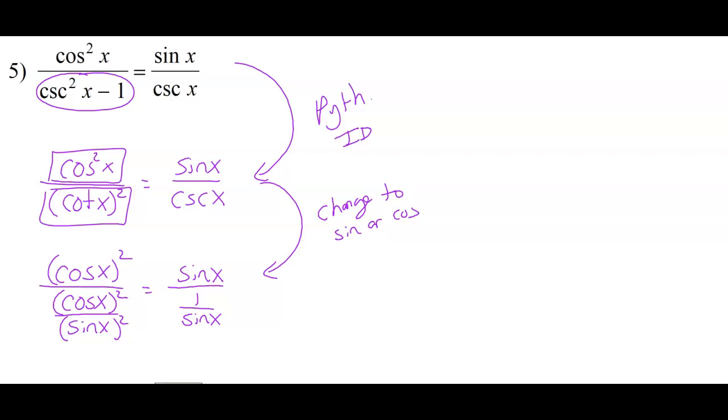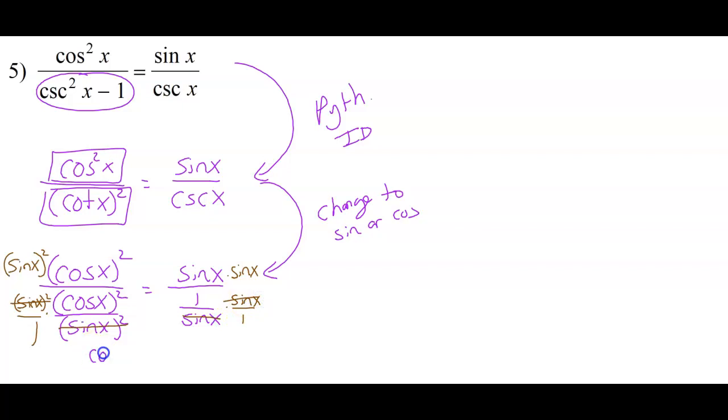What do you think we'll do next? Well, we have complex fractions, right? When you have fractions inside of fractions, we like to simplify those. So I'm going to multiply the top and the bottom of this one by sine of x squared. That way these cancel out. And on this side over here, I'm going to multiply the top and the bottom by just regular sine. That way these cancel out. And the end result will be as follows.